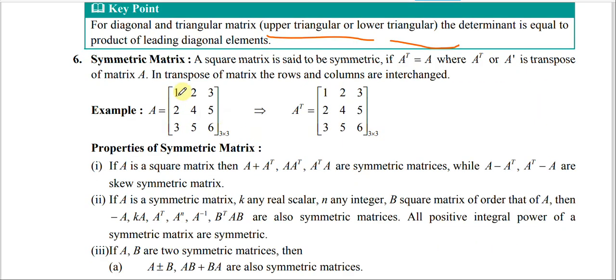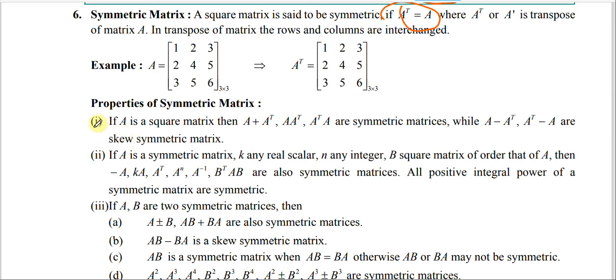Symmetric matrix: if A transpose equals A, then it will be symmetric. We know this. If A is a square matrix, then this is also for a square. This should be kept in mind: if A is a square matrix, then its sum with its transpose, and its product with its transpose, will also be a symmetric matrix, and its difference with the transpose will be a skew symmetric matrix. Okay, the product and summation will be symmetric, and minus will be skew symmetric.